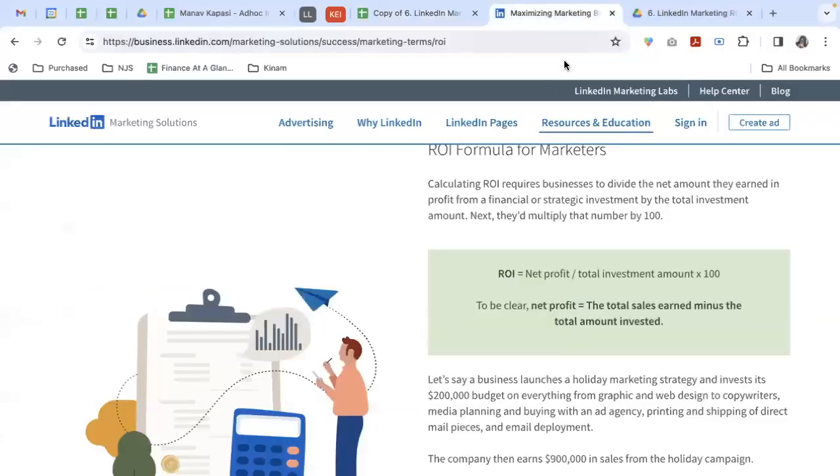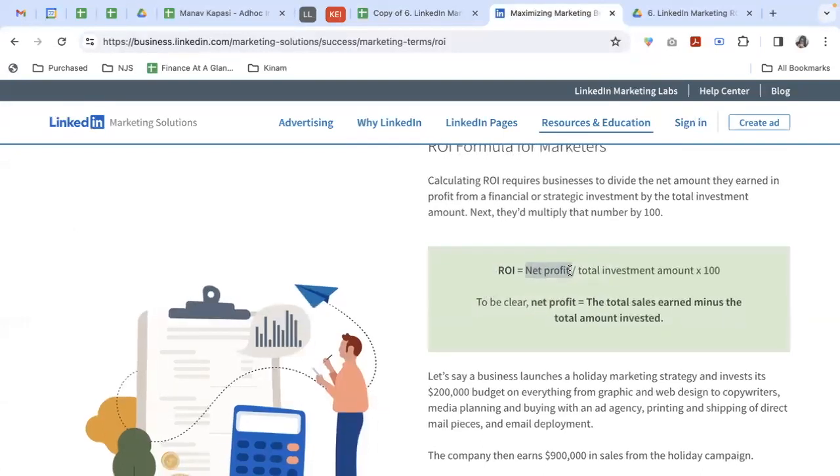So ROI is simple. Net profit. On the sheet, I'm going to ask you to enter what percentage of your total revenue is your profit. So we're going to get the net profits from there. Total investments is again something we are going to enter on the sheet. Into 100 is how you get your ROI percentage.